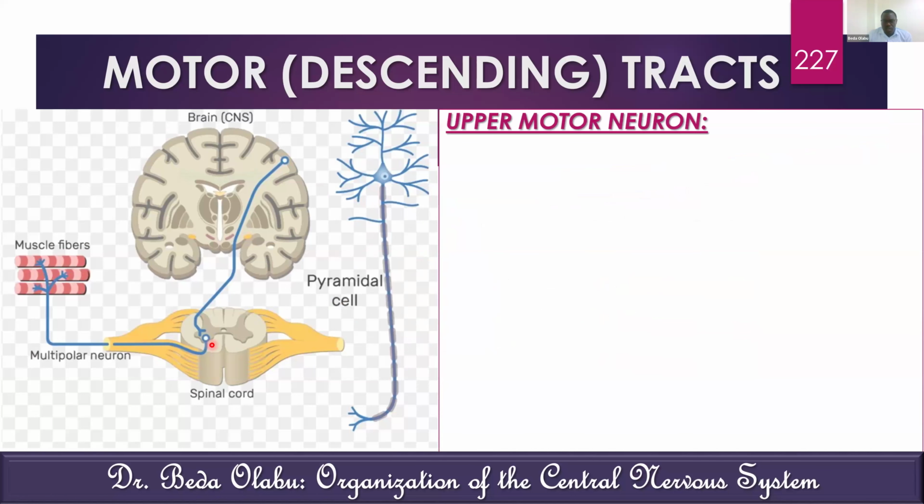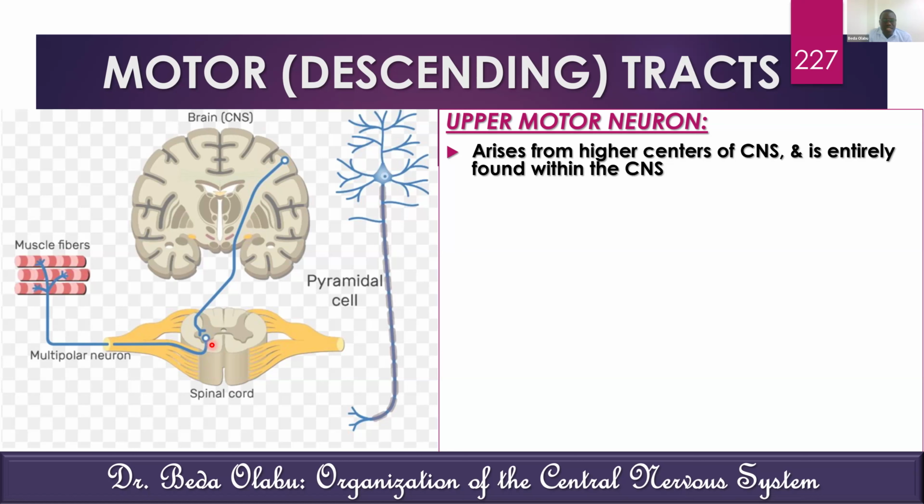So let's say something more about the upper motor neuron. The upper motor neuron arises from higher centers of the central nervous system and is entirely within the central nervous system. The image here shows you an upper motor neuron that's arising from the cerebral cortex. That's an example of a higher center.